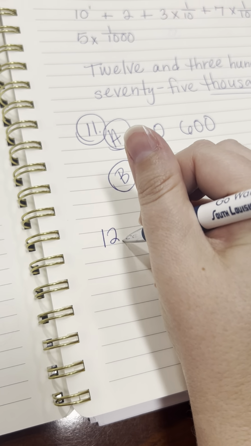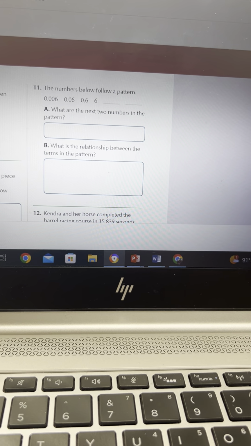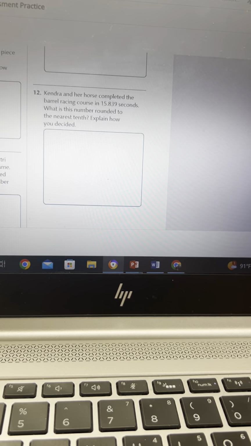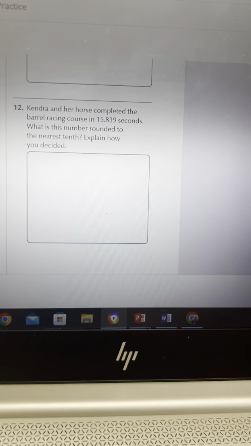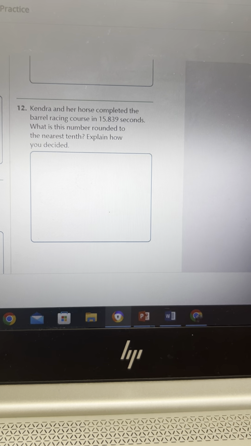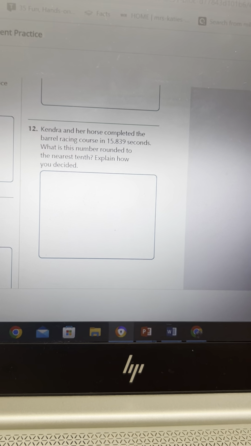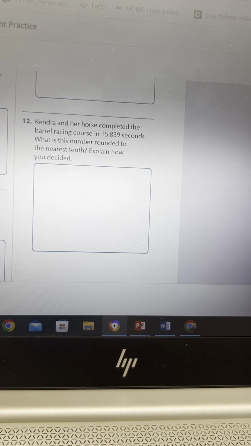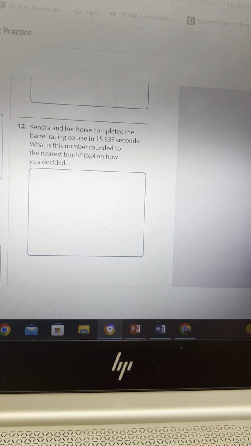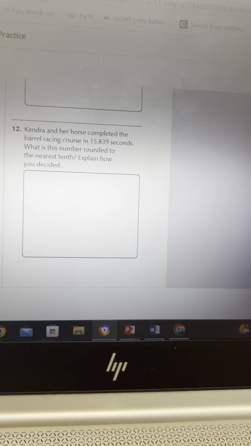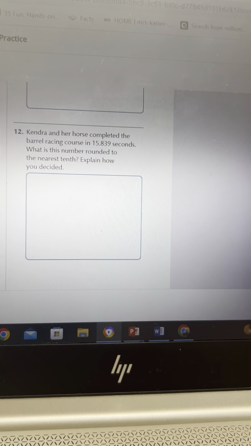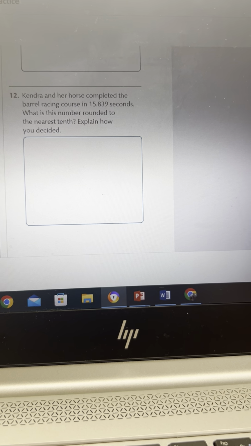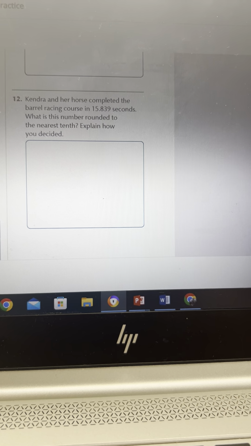Alrighty, number 12. We're almost done with our first page. Okay, number 12. Kendra and her horse completed a barrel racing course in 15 and 839 thousandths seconds. Great job to that person named Kendra. What is this number rounded to the nearest tenth? Explain how you decided. I'm not worried about the explaining how you decided part, okay?